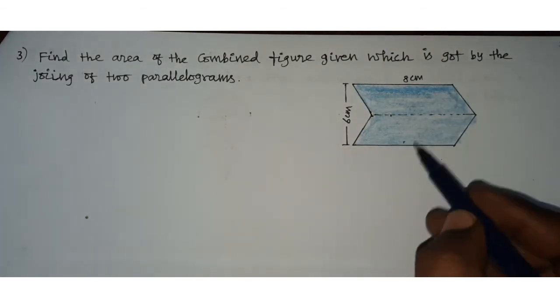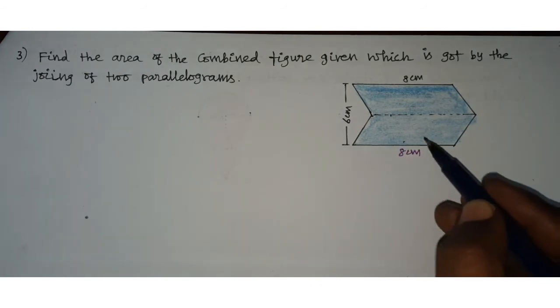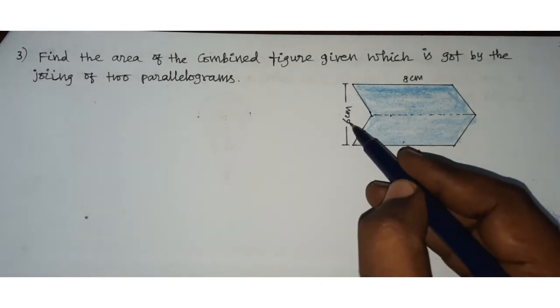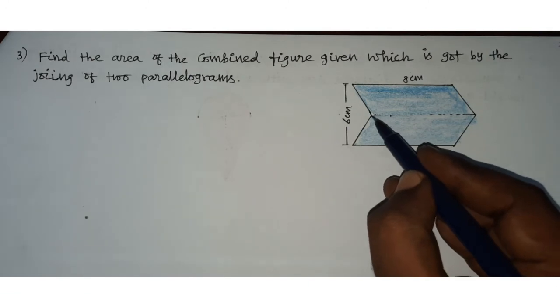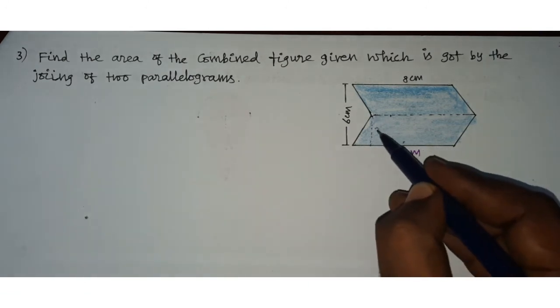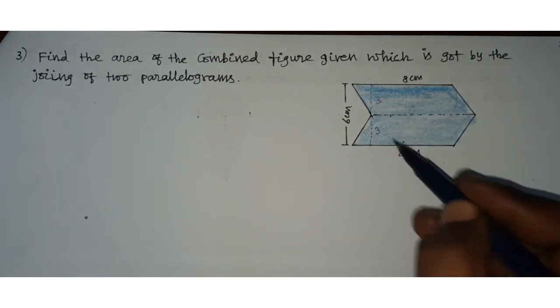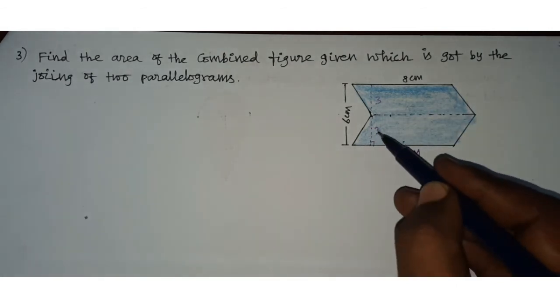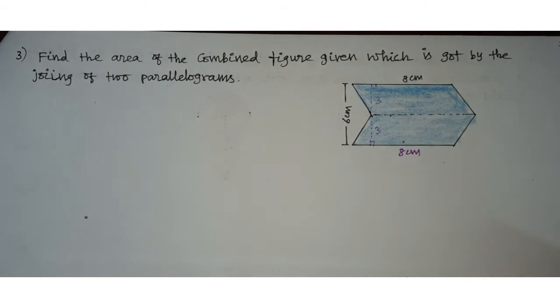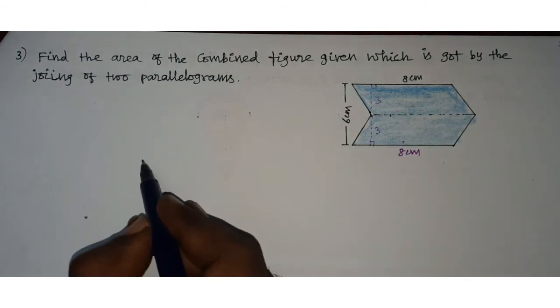So base 8 centimeter is very clear. So total height is 6 centimeter. It means this half of the value 3 and this half of the value 3. Okay. It means height of the parallelogram is 3 centimeter.